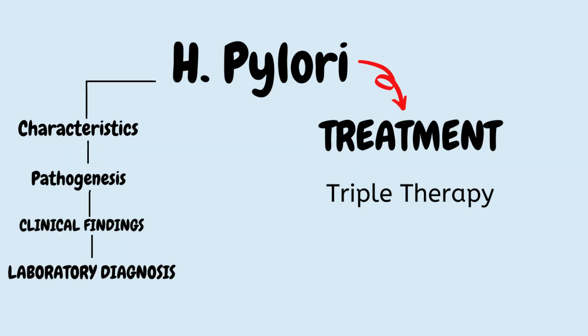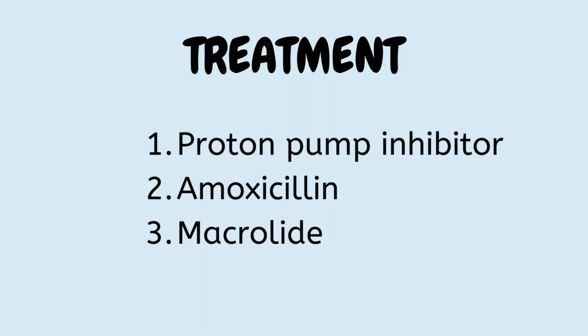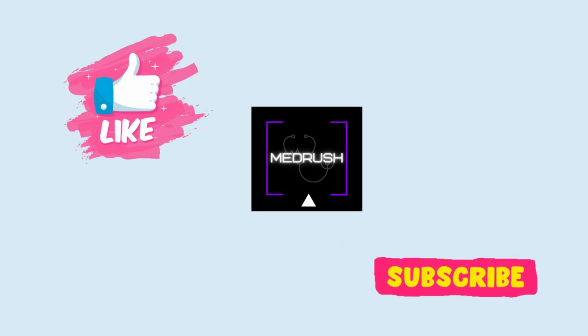Lastly, we have treatment in the form of triple therapy, which includes proton pump inhibitor to counter increased gastric acid secretion and antimicrobials amoxicillin and macrolide. So, this is it.